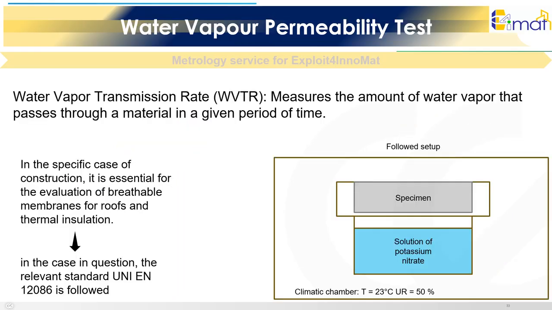Water vapor permeability is crucial for evaluating breathable membranes in construction. Following the UNI EN 12086 standard, specimens are conditioned under controlled temperature and humidity, and vapor transmission rates are measured. This ensures accurate assessment of material performance in real environmental conditions.